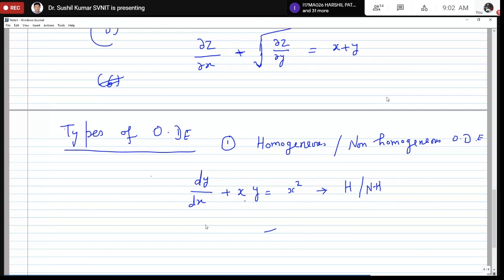If I write dy over dx plus xy equal to 0, then it is a homogeneous differential equation. It is homogeneous.